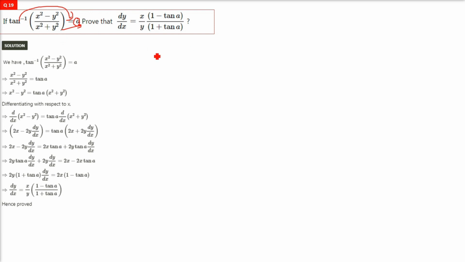So how do we do this? The step is, tan inverse I am taking on the right hand side, it will be tan a. And then we have x square minus y square here, and then x square plus y square in the denominator, and it goes here, x square plus y square. Now what is the use? When we differentiate, this tan a will be considered as a constant. So we don't have to worry about it. We just have to worry about these two.